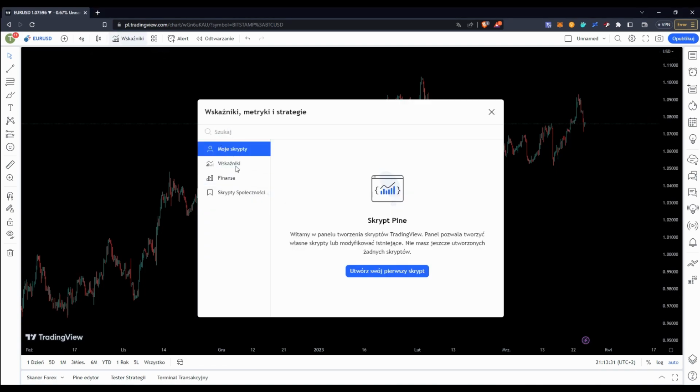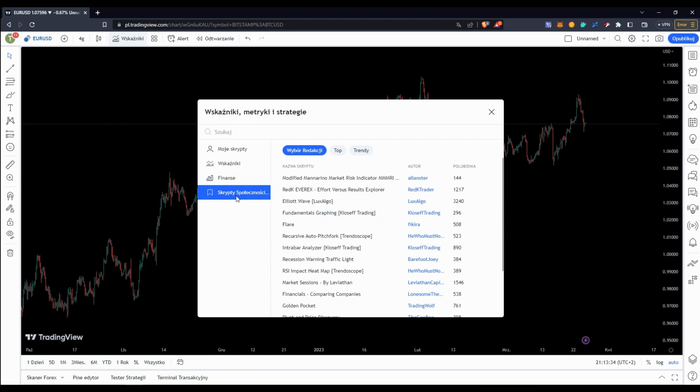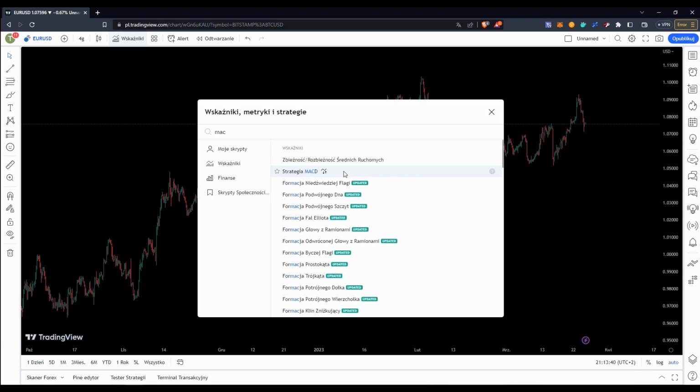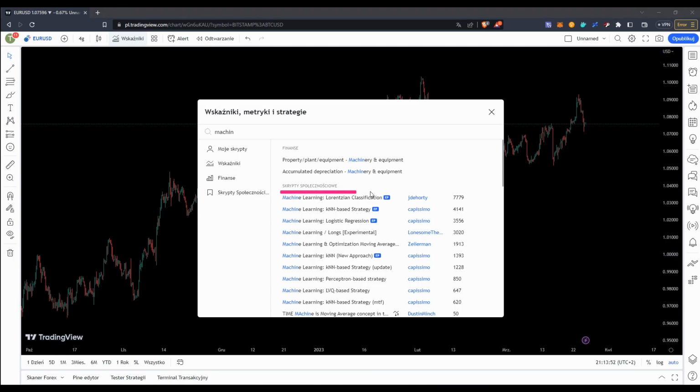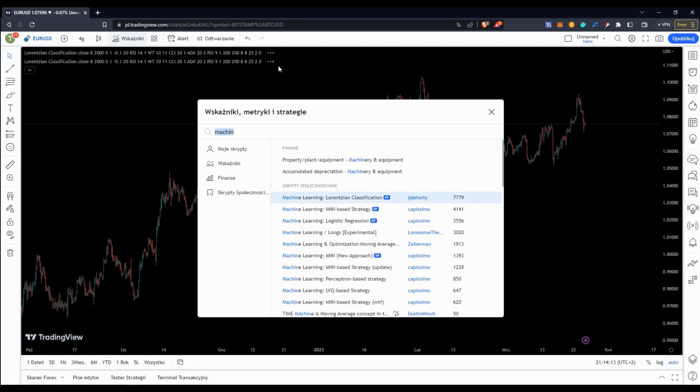But let's have a look at what we have when it comes to the indicators. We are looking for the indicators based on the community and, well, machine learning, right? That's what we want to apply to our chart. In that case, we are going to choose that particular one, Machine Learning: Lorentzian Classification by J.V. Hardy, right? And look at the numbers using this script, above 7,700. This one we are going to apply to our chart. Okay, there you go.